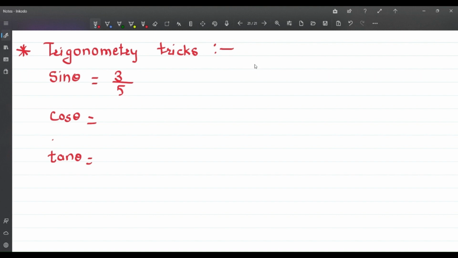For this trick, the important key point is Pythagorean triplets. There are some Pythagorean triplets that you have to know. Now, for this, we need the Pythagorean triplet 3, 4 and 5, as this sine theta contains 3 and 5. Therefore, the Pythagorean triplet is 3, 4 and 5.